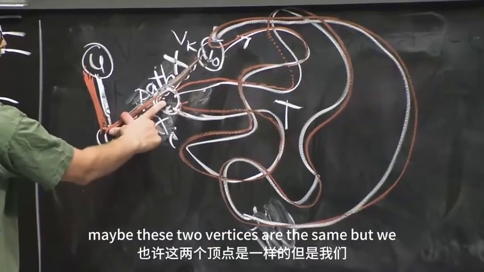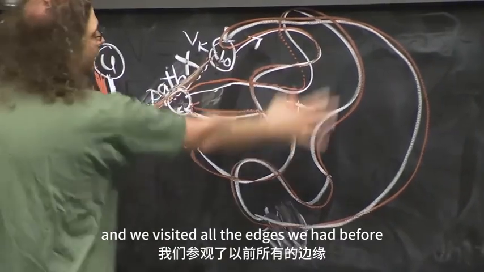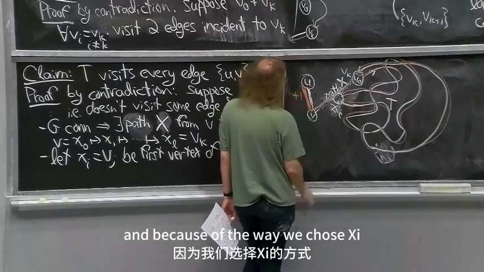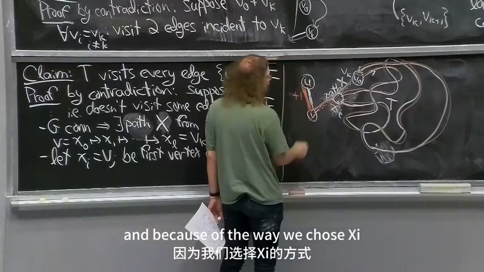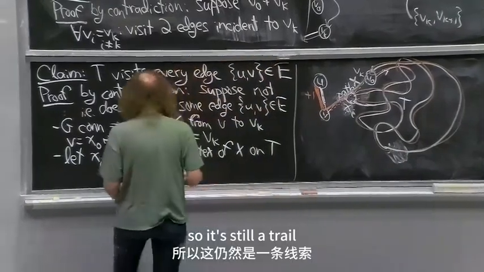Maybe these two vertices are the same. But we got at least +1 here. And we visited all the edges we had before. And because of the way we chose xi, all of these edges were not used before. So it's still a trail.